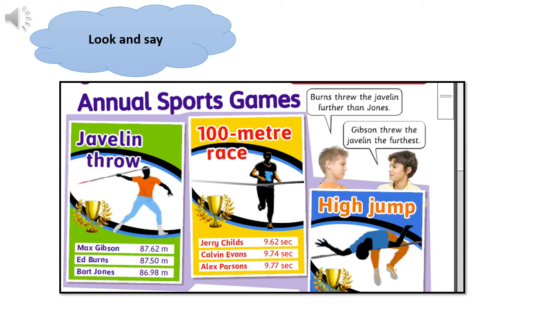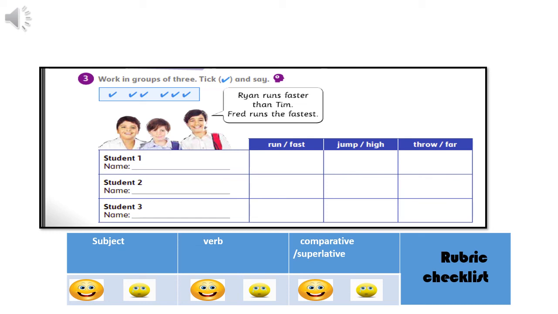Burns. Number 3. What the boy is saying, let's listen. Ryan runs faster than Tim. Fred runs the fastest.